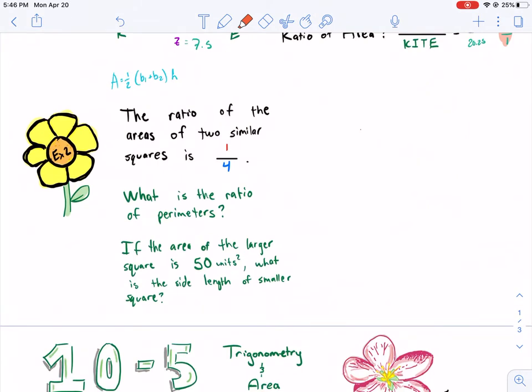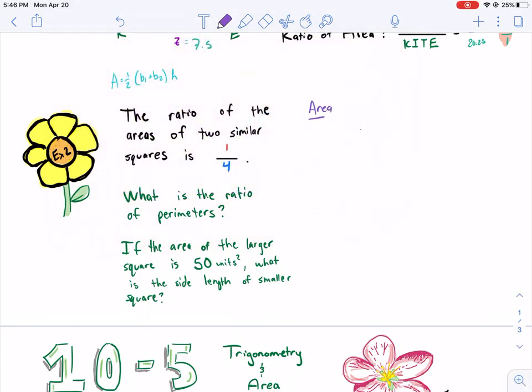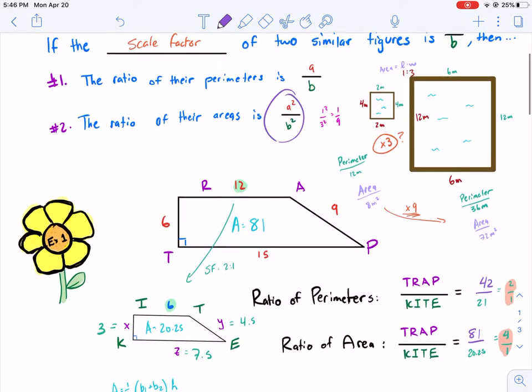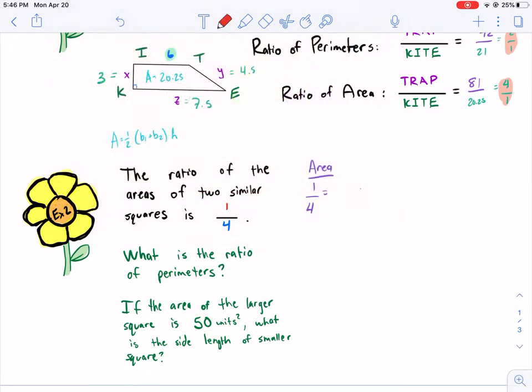The ratio of the areas of two similar squares is 1-to-4. Now, notice how we're talking about areas first. So we're talking about area 1-to-4. Keep in mind, that's the same thing up here. The ratio of areas is the same as a squared over b squared. So let's call this a squared, and let's call this b squared.